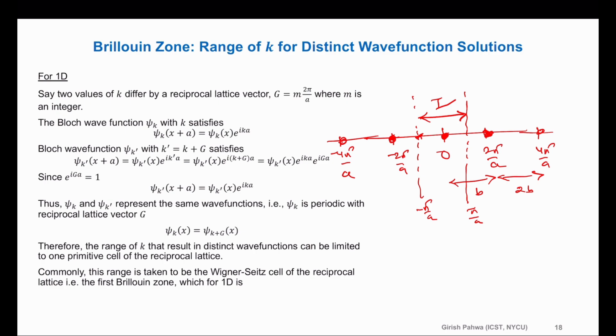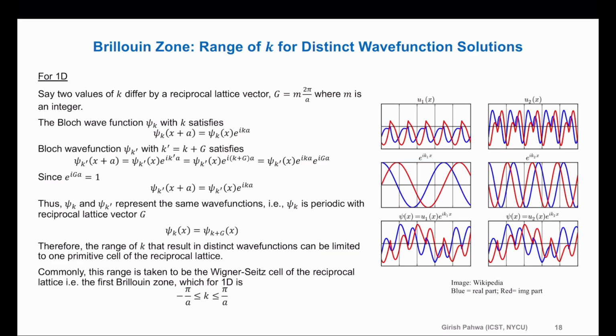Okay, and in this range I can pick any two k values, they will have distinct wave functions. Similarly, you can have second Brillouin zone, third Brillouin zone, and so on. But this is the importance of the Brillouin zone for the quantum theory of solids. This is the same thing, but I have explained. So here I have used this definition, right?